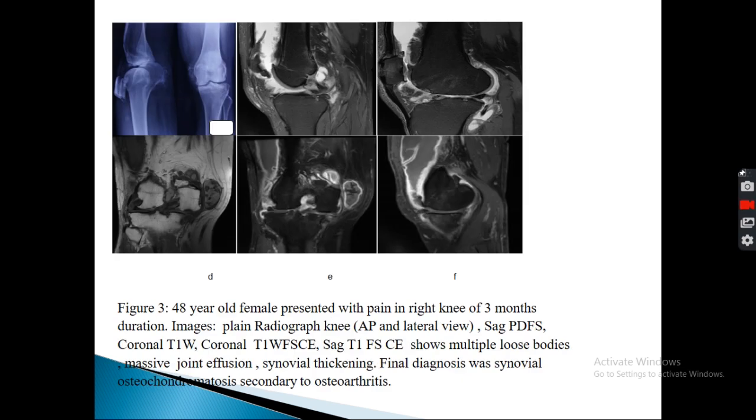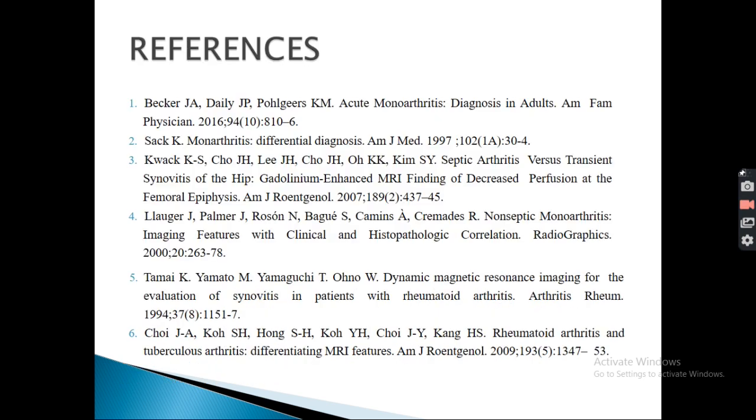Figure 3, 48-year-old female presented with pain in right knee of 3 months duration. The imaging findings were multiple loose bodies, massive joint effusion, synovial thickening. Final diagnosis was synovial osteochondromatosis secondary to osteoarthritis. So these are the references.